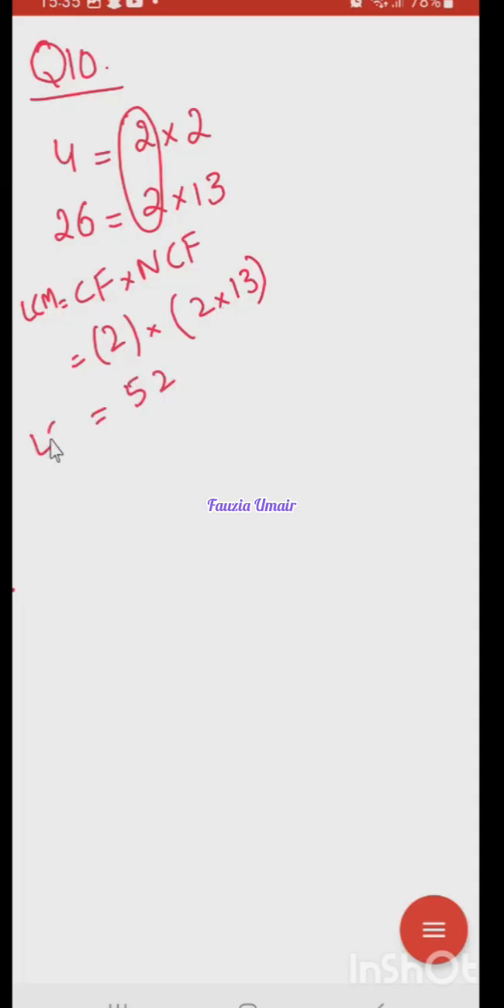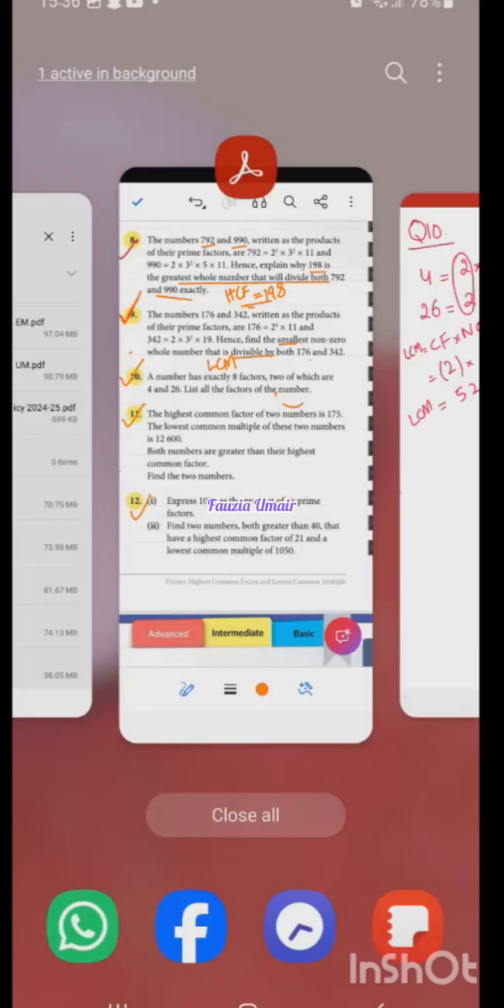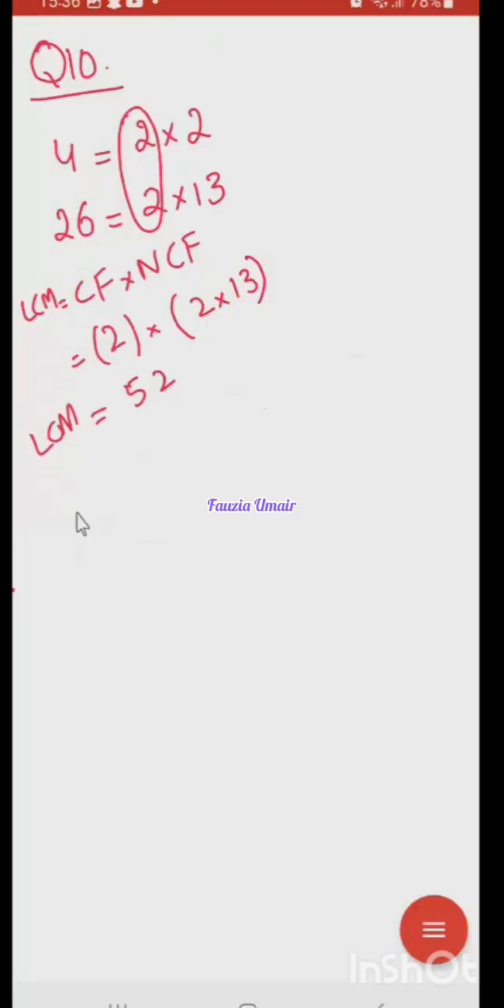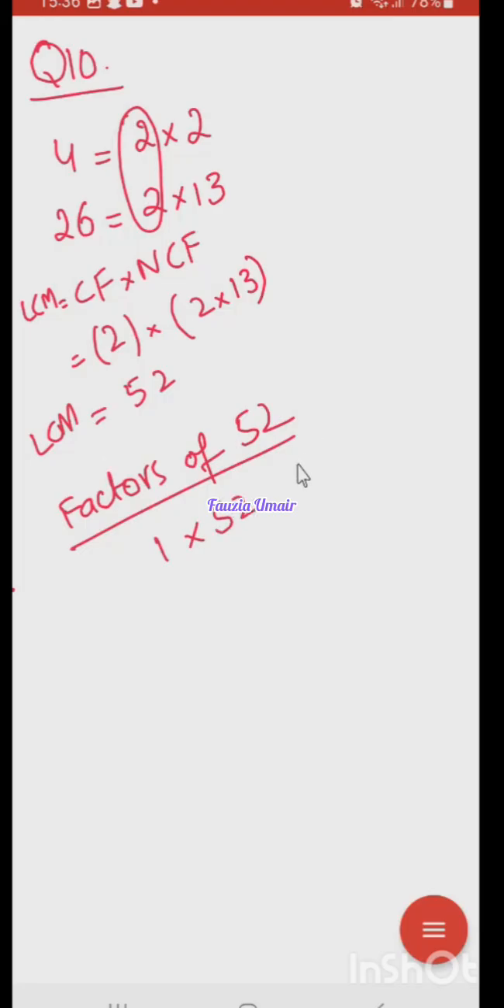इन दोनों नंबर्स का LCM 52 है। अब हमें पता चल गया है 52 इज द नंबर जिसके 8 फैक्टर्स होने चाहिए, ठीक है। सो फैक्टर्स ऑफ 52, व्हाट आर द फैक्टर्स ऑफ 52? व्हाट आर द फैक्टर पेयर्स? फर्स्ट इज 1 and 52. 1 26, 2 2 and 13. 2 and 26, then 4 and 13, Nice.